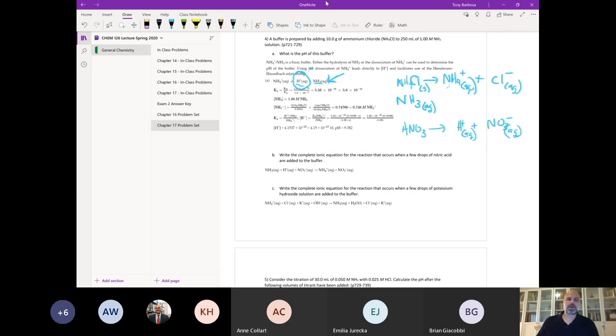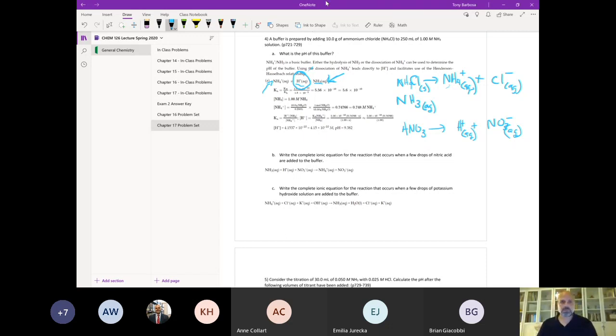You end up with a reverse reaction, because remember, the buffer systems can go in both directions. If we were to add base, then the base would react with the ammonium ion component and go in the forward direction. But since we're adding acid, we're reversing the equation and going in the opposite direction.